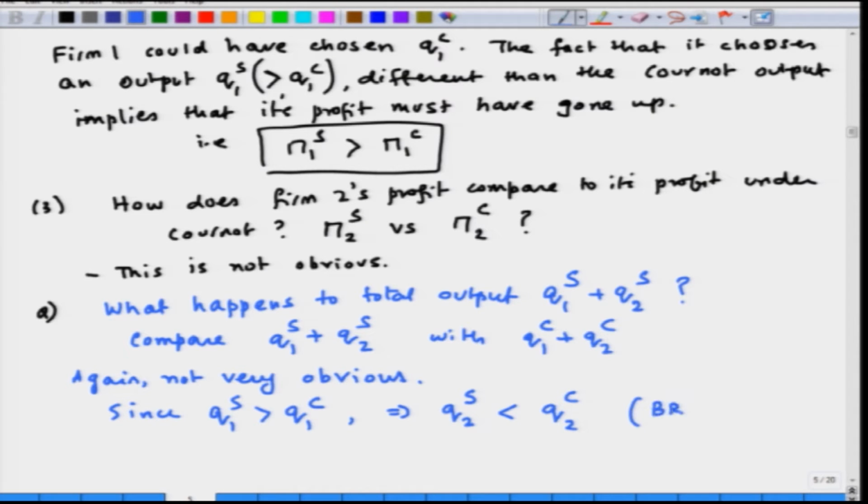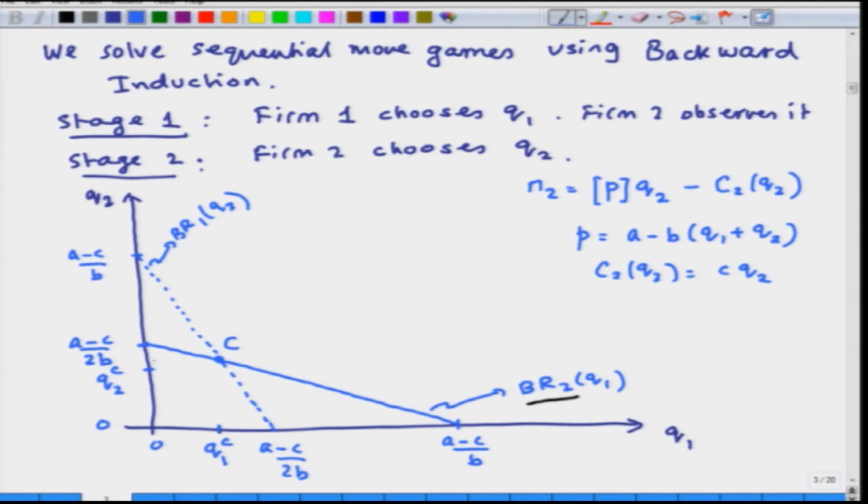So, the best response function for firm 2 is downward sloping, okay. Let us again look a little bit deeply into the best response function for firm 2. Now, if we look at the slope of this line of BR2, the best response function for firm 2, we will find that the decrease in Q2 is smaller than the increase in Q1, right.